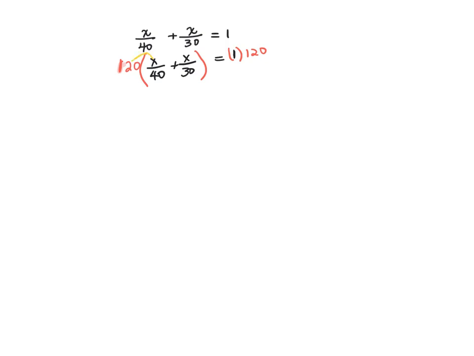So we distribute on the side that has addition in the parentheses, and things divide through, so we get 3x plus 4x equals 120. 7x equals 120, and x is 120 divided by 7, which if we divide, we get 17 and 1/7 minutes.